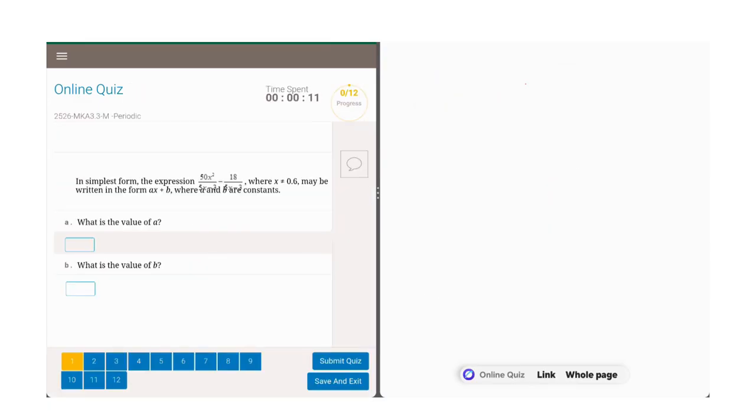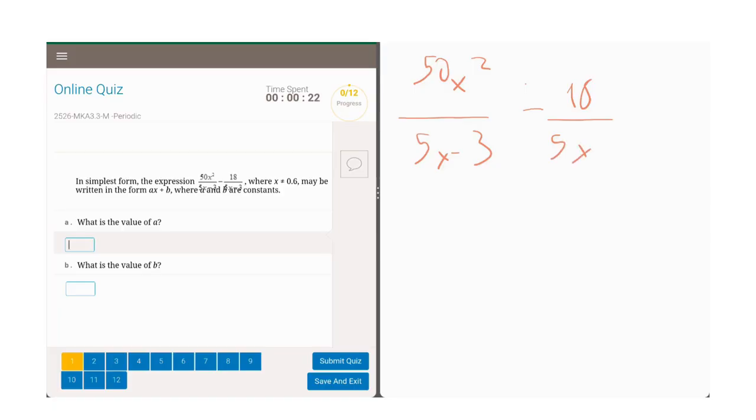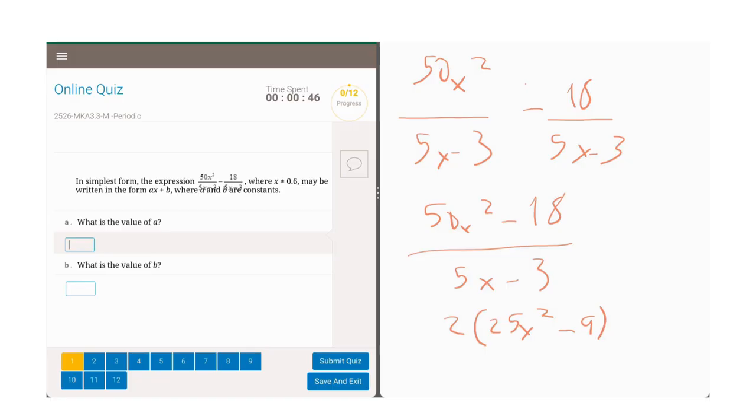Okay, for this question, we have (50x squared minus 2) over (5x minus 3), all subtracting 18 over (5x minus 3). Here, because the denominator is the same, we can rewrite this as 50x squared minus 18 minus 5x, over 5x minus 3. We can factor the top into 2 times (25x squared minus 9), over 5x minus 3.